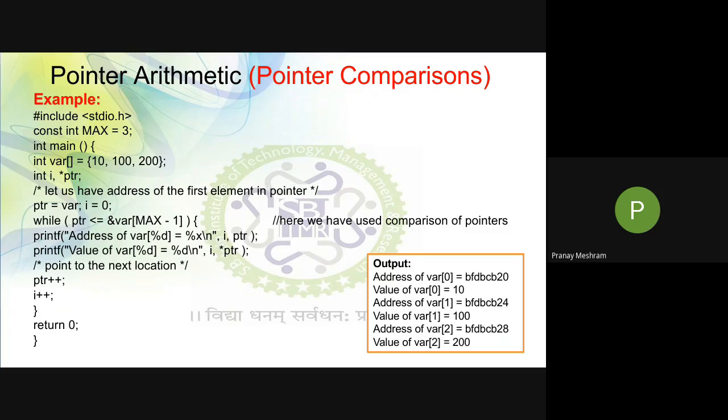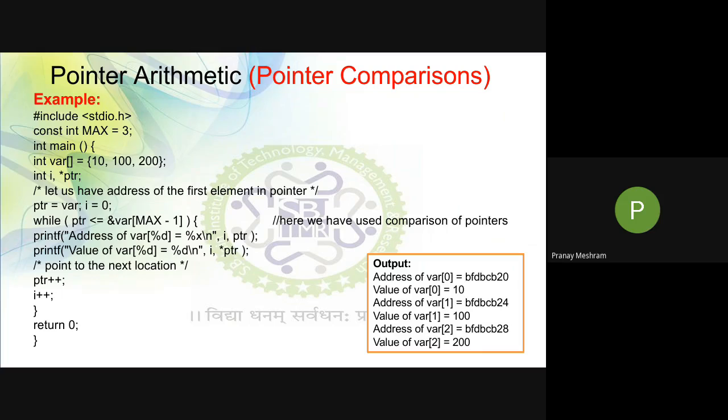So ptr is of type integer, so it will jump by 4 locations. So the next address is b24, and again the condition is checked in the while loop. ptr is less than or equal to the address of var max minus 1. So here we are checking b24 is less than or equal to b28. The condition is true, and it will print both the printf statements.